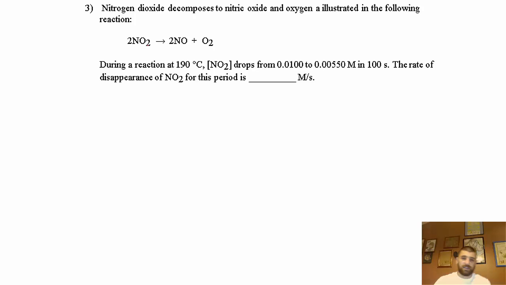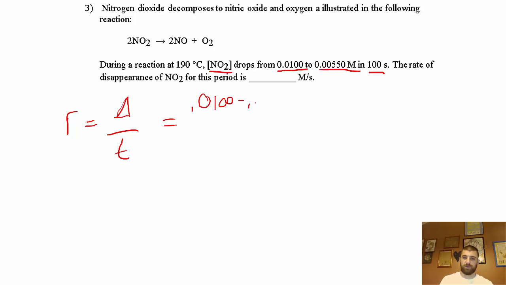3. Nitrogen dioxide decomposes to nitric oxide and oxygen as illustrated in the following reaction. During a reaction at 190 degrees Celsius, NO2 drops from 0.0100 to 0.00550 molar in 100 seconds. All right, the rate of disappearance for this period is blank. So we want the rate of disappearance. So rate is going to be the change over time. So the change is going to be the difference between 0.0100 and 0.00550 all over the time, which is 100 seconds.